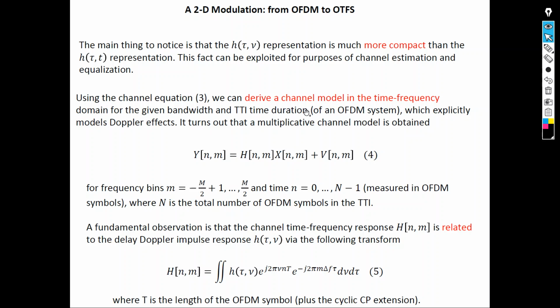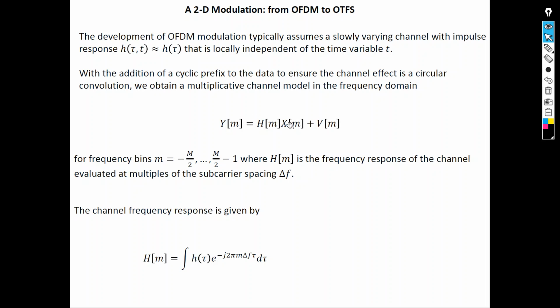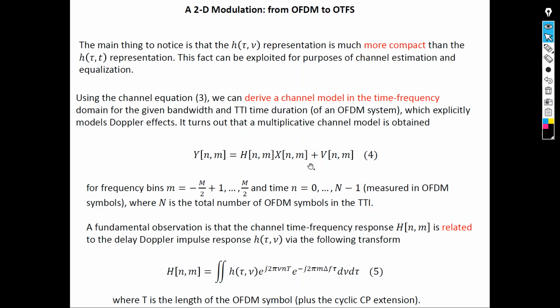for the given bandwidth and TTI, the transmission time interval of an OFDM system. So for OTFS, the equation that you saw here for OFDM in 1D becomes this equation in 2D, where you have the time and the frequency simultaneously, which are the transform of delay Doppler. So M stands for frequency bins and N for OFDM symbols.